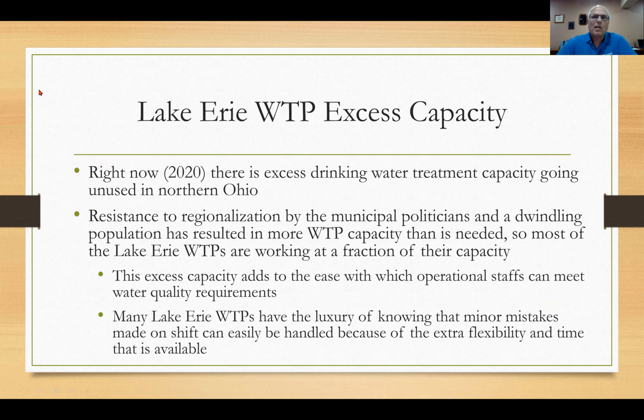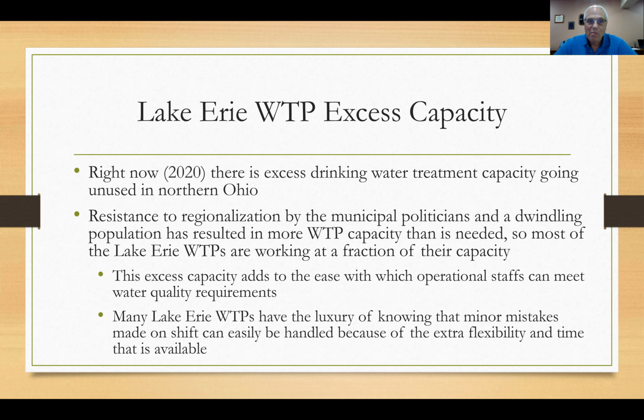So let's talk about the excess capacity and how that lends to easy treatment too. Right now, when I'm making this video, this is the year 2020, right at the end of August, there's excess drinking water treatment capacity going unused in northern Ohio. And we have resistance to regionalization by the municipal politicians. Of course, the dwindling population in this area has resulted in more water treatment plant capacity than we need at present. So most of the Lake Erie water treatment plants are working at a fraction of their capacity.